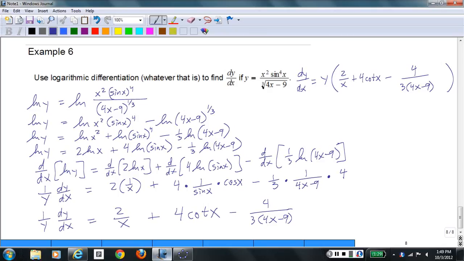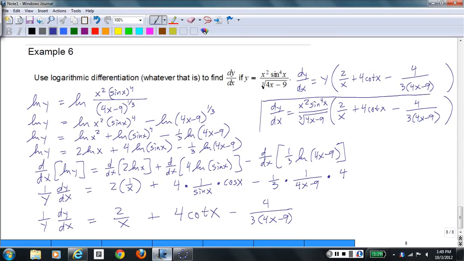So one more step. Pick up the y and replace it with x squared sine to the fourth x over the cube root of 4x minus 9. So dy dx equals x squared sine to the fourth x over the cube root of 4x minus 9 times 2 over x plus 4 cotangent x minus 4 over 3 times the quantity 4x minus 9. Looks like this.